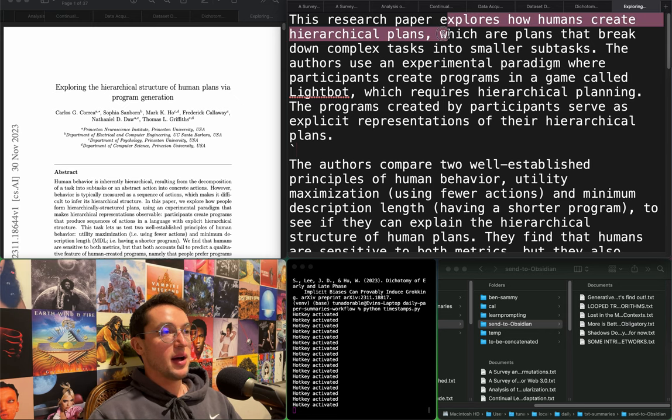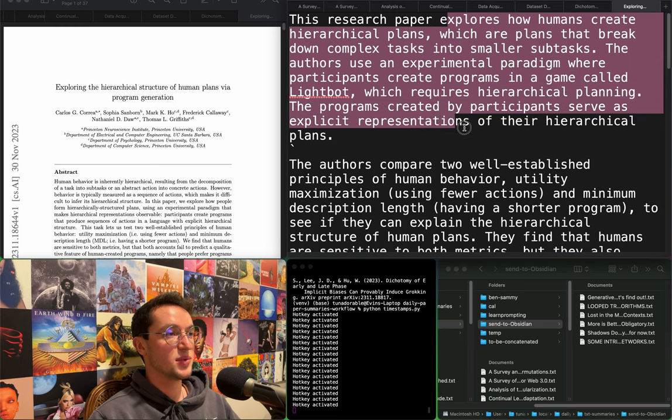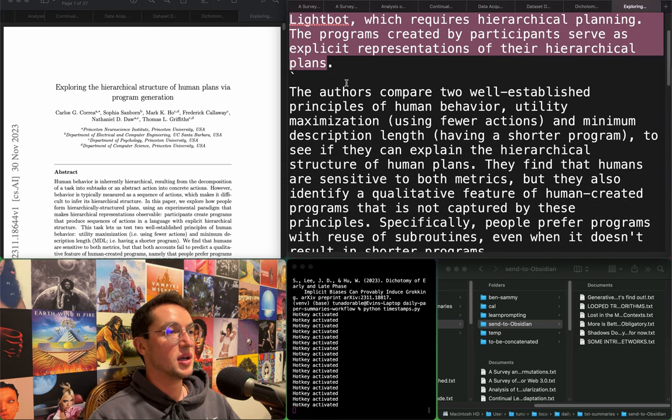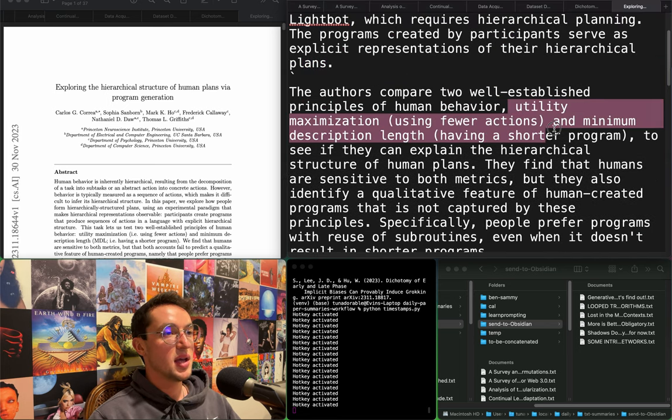Explores how humans create hierarchical plans, which are plans that break down complex tasks into smaller subtasks. The authors use an experimental paradigm where participants create programs in a game called Lightbot, which requires hierarchical planning. The programs created by participants serve as explicit representations of the hierarchical plans, compared to well-established principles of human behavior, utility maximization, and minimum description length, to see if they can explain the hierarchical structure of human plans.